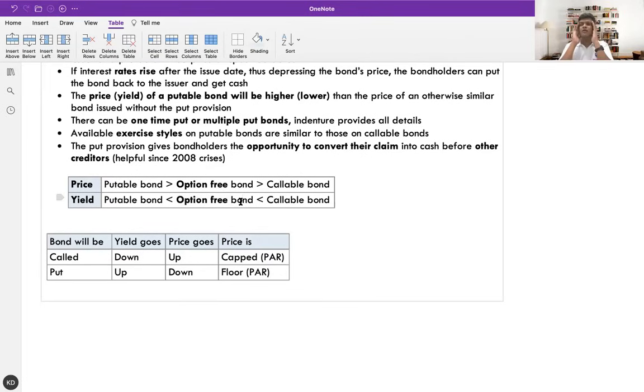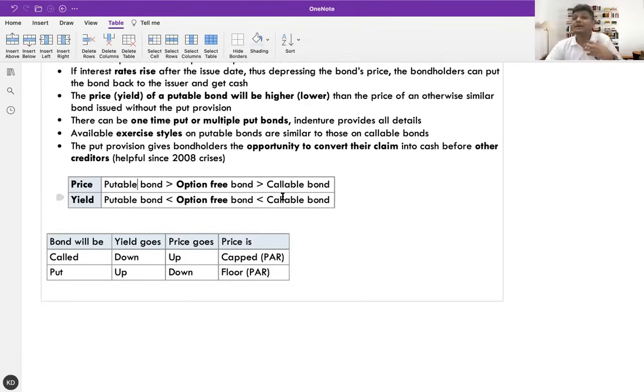Think like an investor. Which bond is best for you? Puttable, option-free, or callable? As an investor, which bond is best for you? Simple question. Puttable bond. So the puttable bond's price will be highest compared to an option-free bond, and the least preferred will be the callable bond. In terms of price, puttable bond's price will be highest, followed by option-free and then by callable bond.